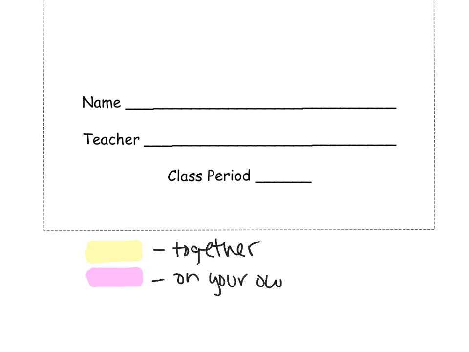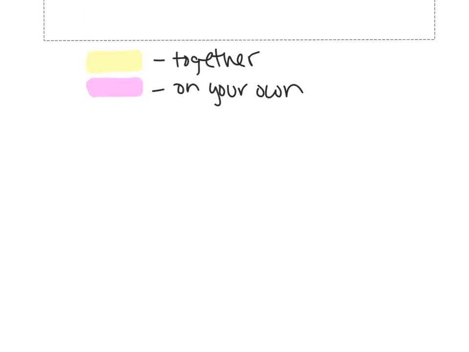So when I randomly check notes and things of that nature, these pink problems that are highlighted in pink need to be completed, right? Because that is your classwork in addition to whatever isn't done in class. All right, so let's just get started.